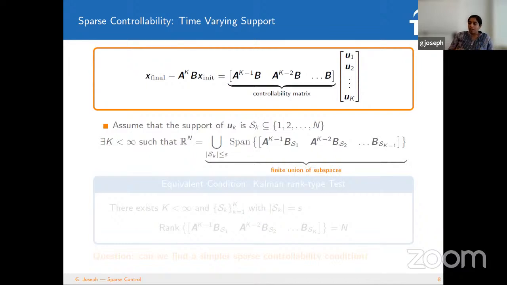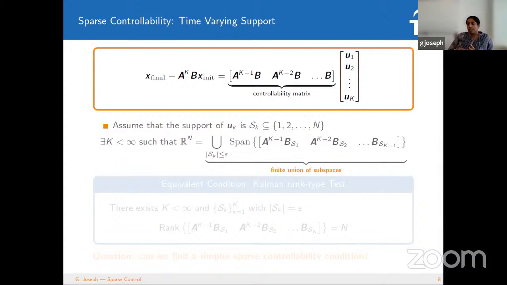Again, S_k comes from the set of actuators, that is, a subset of the set 1, 2, 3, all the way up to N. The controllability conditions change slightly here. So the question is whether there exists a K, which is finite, and a set of support sets S1, S2, all the way up to S_K, such that the span of the resulting controllability matrix is equal to R^N. It's equivalent to say that R^N is equal to a union over all possible supports S_k of the span of the corresponding controllability matrix.